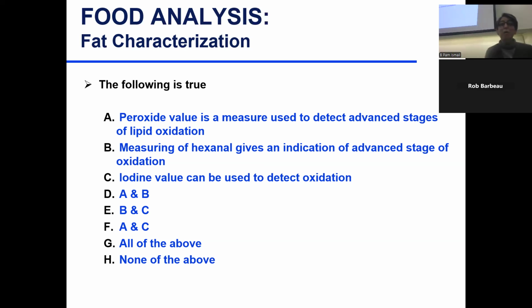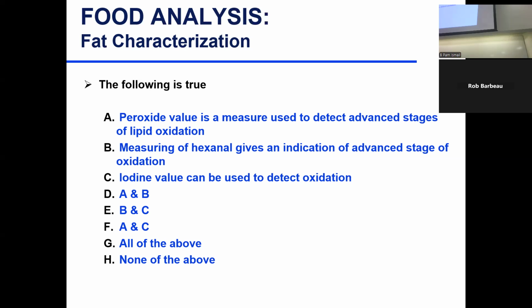Yeah. So peroxide value is usually a measure of the initial state of oxidation. Primary is the first oxidation product. So peroxide value measures the primary oxidation products.